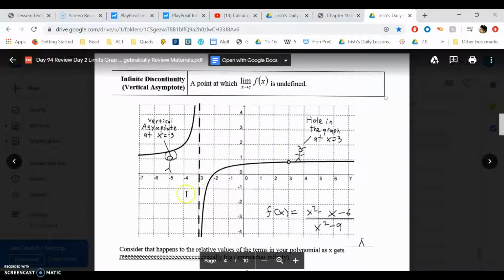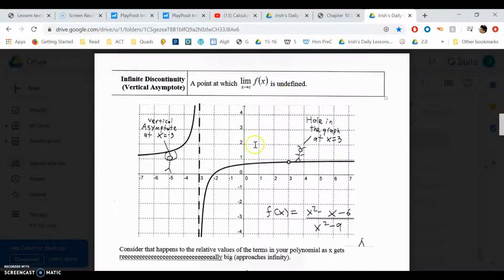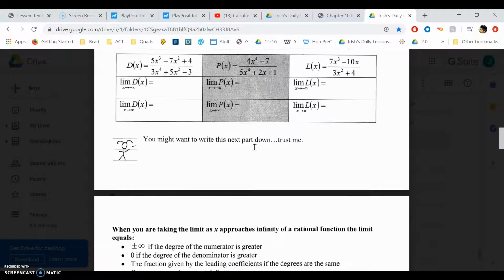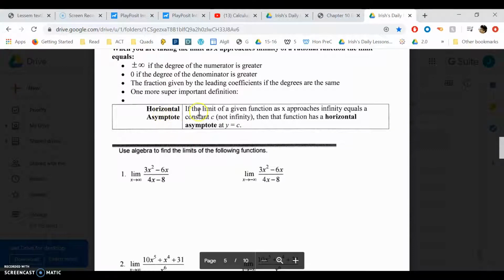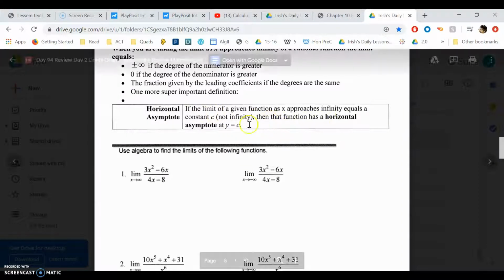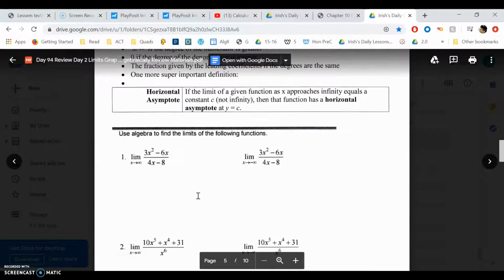Okay? So how do we know all this stuff, particularly around horizontal and vertical asymptotes? So first thing right here, a vertical asymptote, write this down, pause the video. It's a point at which the limit as x approaches c of f of x is undefined. So you have an undefined limit. Also, horizontal asymptote. Remember, that's when x approaches infinity or negative infinity. That's when we have a horizontal asymptote at y equals something, as long as that's not infinity. So pause the video, write that down, and then we're going to do 1, 2, and 3.